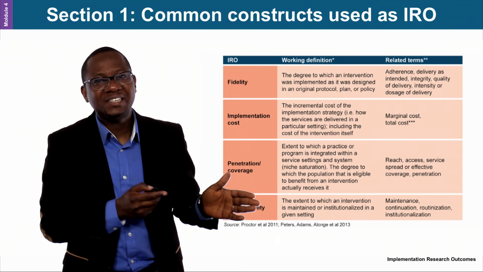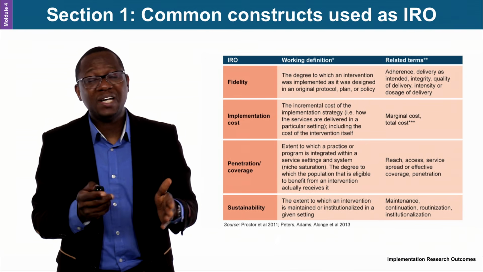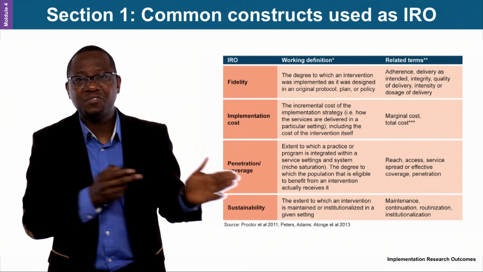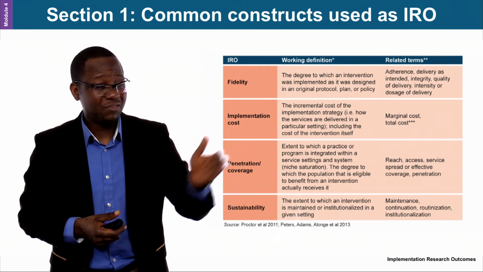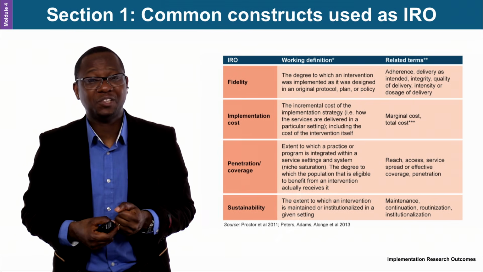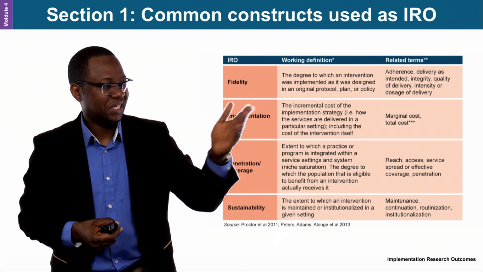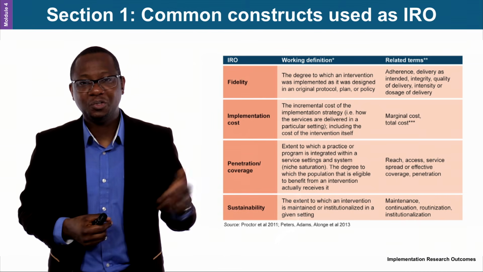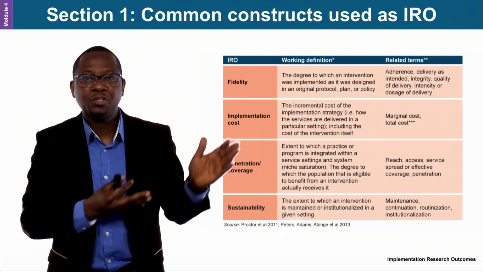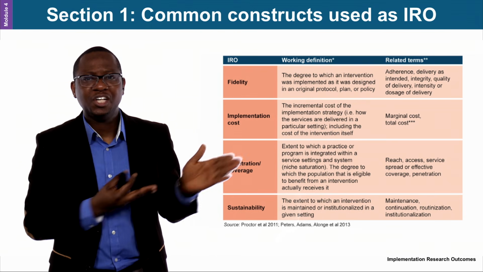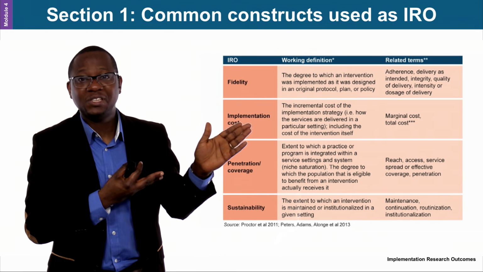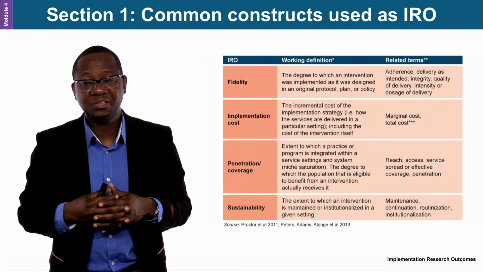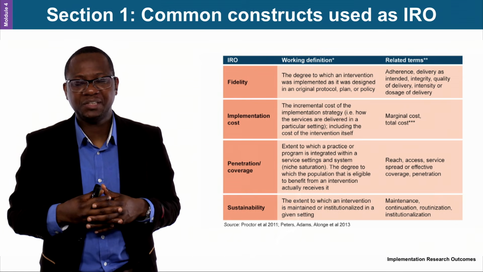So anything that deviates from the main protocol, or from the way by which the intervention was originally designed, will be a deviation in fidelity. There are several other names by which fidelity has been described in the literature, including adherence, delivery as intended, integrity, quality of delivery, intensity, dosage, and so on and so forth. But it's important to also highlight that fidelity, just like feasibility, is a multi-domain construct, because you have different domains that contribute to the measure that we call fidelity.